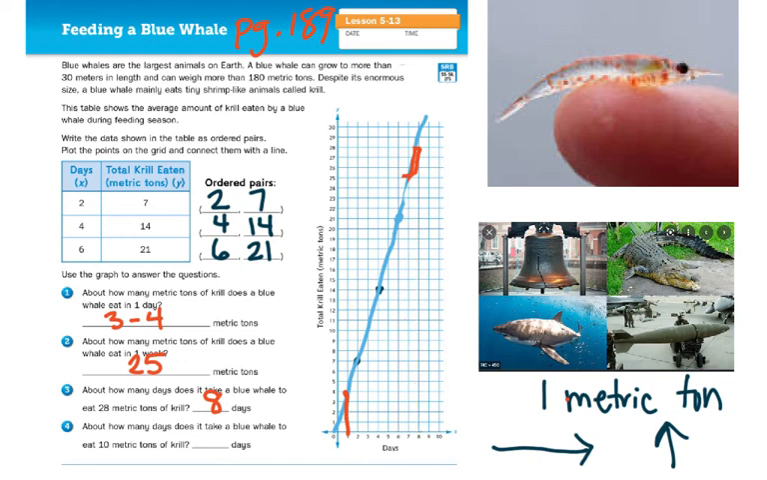About how many days does it take a blue whale to eat 10 metric tons of krill? So I'm going to go to this number, 10, and over, then go straight down. Looks like about 3 days.